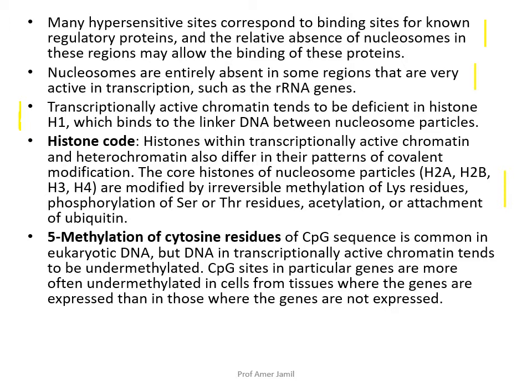5-methyl cytosine of cytosine residues of CpG sequence is common in the eukaryotic DNA. But in transcriptionally active chromatin, that part tends to be undermethylated. So CpG sites in particular genes are often more undermethylated in cells from tissues where genes are expressed than those where genes are not expressed.